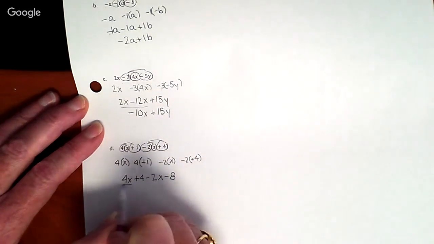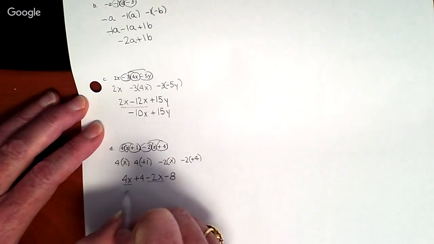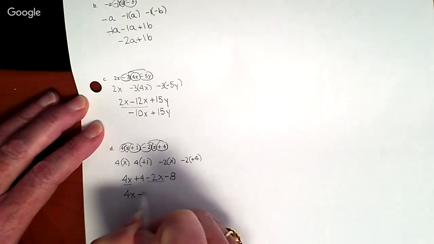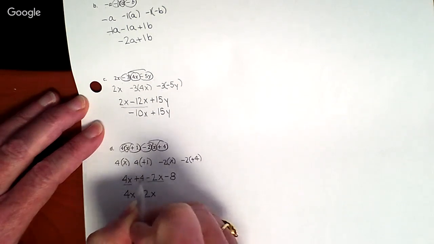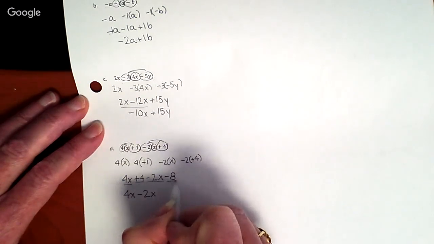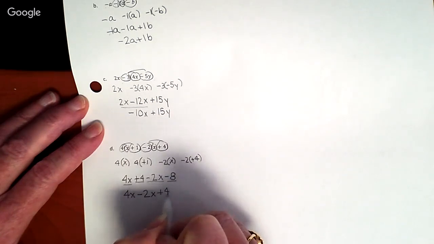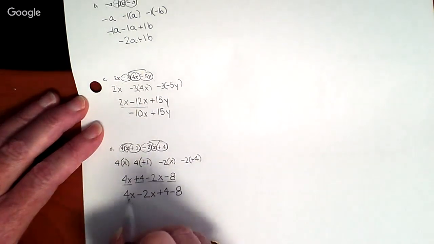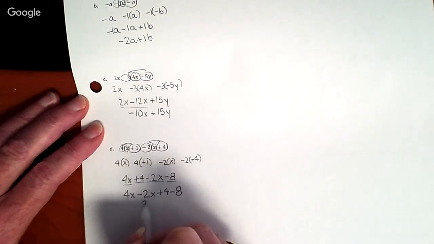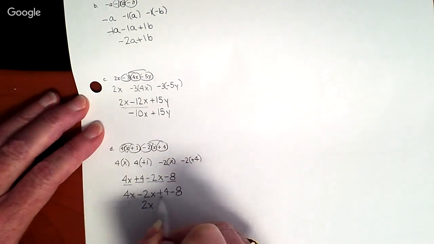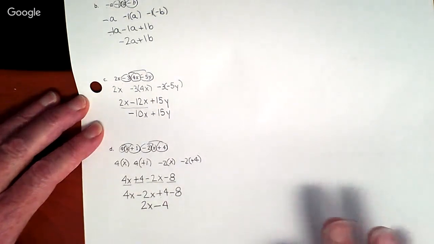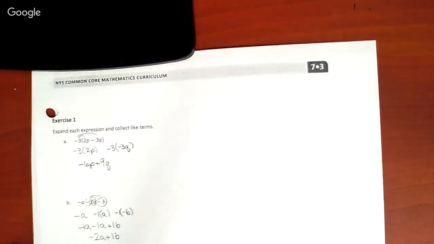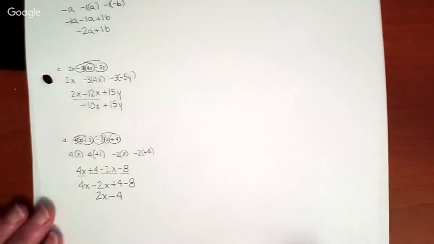Now putting our x's together, we have 4x and negative 2x. So 4x minus 2x. Then we have a plus 4 minus 8. So putting them together, 4x minus 2x is 2x. 4 minus 8 is negative 4. And that is our answer. That ends our lesson for today.